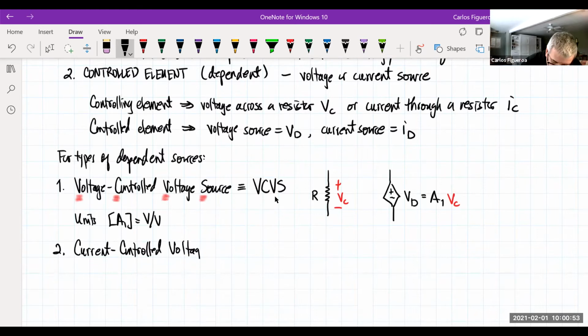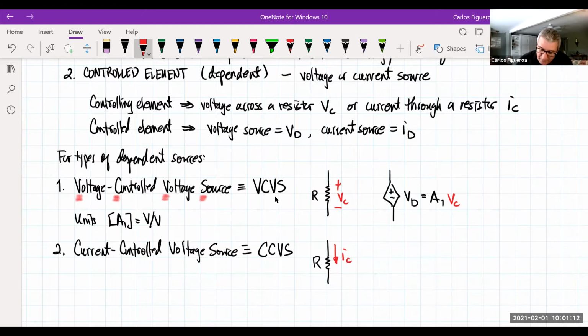Voltage source. And so this acronym, of course, is then going to be CCVS. So when I look at my resistor this time, I'm not interested in the voltage. I'm interested this time in the current. So when I draw this guy here, it's still a voltage source and it still has a value of VD. But now you can see that this is going to be directly proportional to the current. It's the current through that resistor that does that.